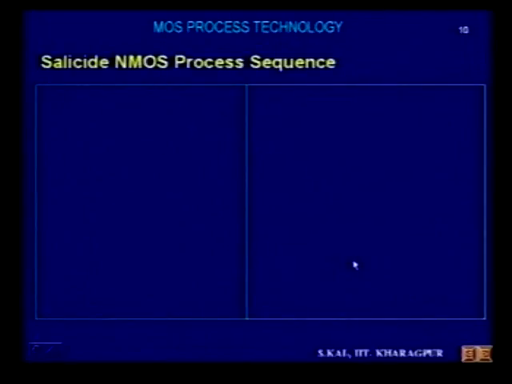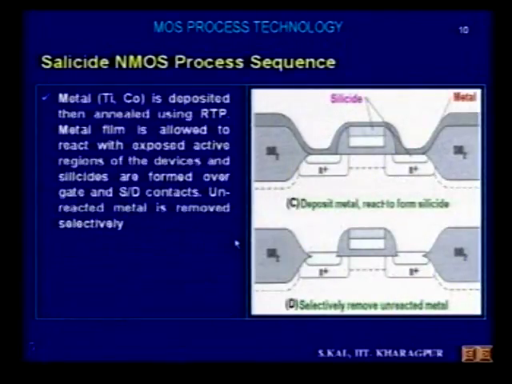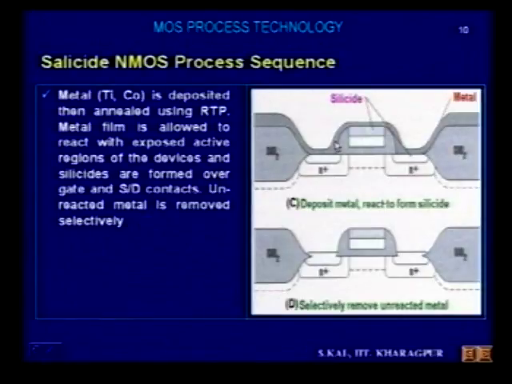Next step, what will you do? Next, metal is deposited, either titanium or cobalt. You see, this is the spacer. This is the spacer. Now on the top, earlier the complete thing was silicon. Here the complete thing was polysilicon. On top of that, the metal film is deposited, either titanium or cobalt film, and then it is annealed using rapid thermal annealing.